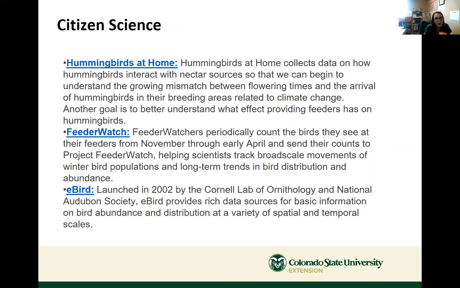FeederWatch. This asks people with feeders to periodically count the birds they see at their feeders. It helps with distribution and population data. And then eBird is a project out of Cornell, who, you know, they're huge on ornithology. Basic information on abundance and distribution, things like that. So those are things that you can Google and check out if you want to get involved.